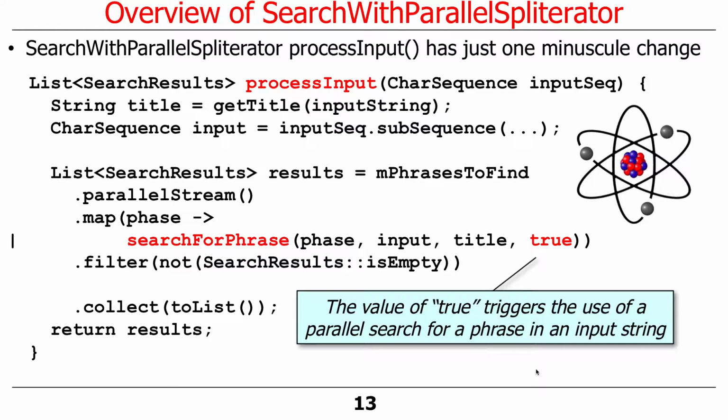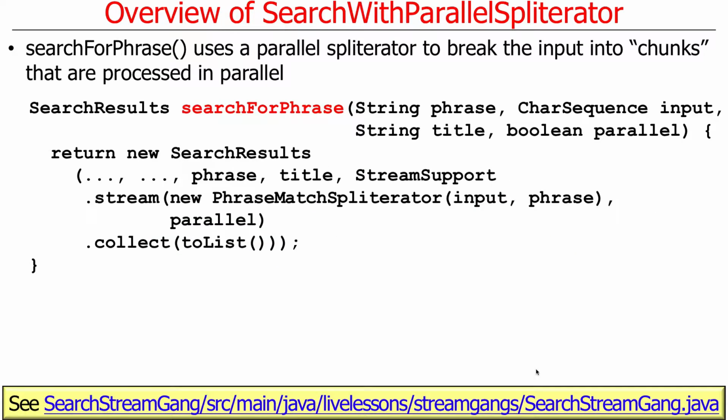And what we're doing here is when we call search for phrase, we're going to pass in the phrase we want to search for, like, neither a borrower nor a lender be, the input string, which could be the work of Shakespeare, and then instead of what we put before where we had false, which said do it sequentially, we put true. And this says break this input string up into chunks and search for the phrase in that input string in parallel. So that's what that says.